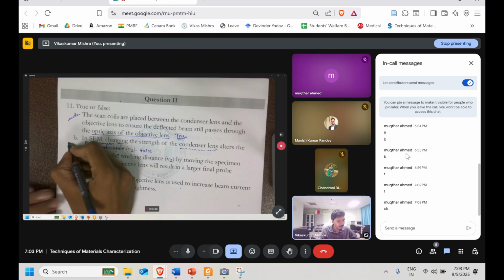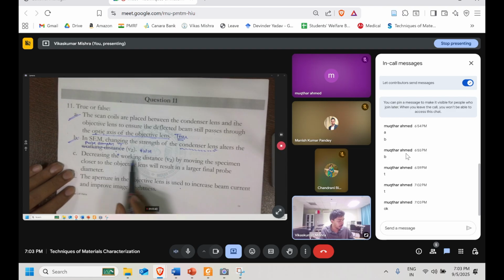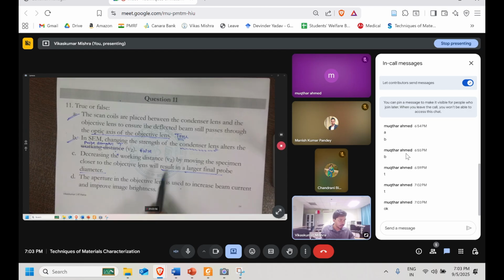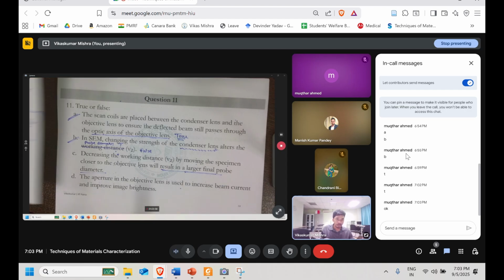Good. So now let's go to the third part. Decreasing the working distance, V2, by moving the specimen closer to the objective lens will result in a larger final probe diameter. The probe diameter will increase. They're saying that decreasing the working distance should lead to a larger final probe diameter.